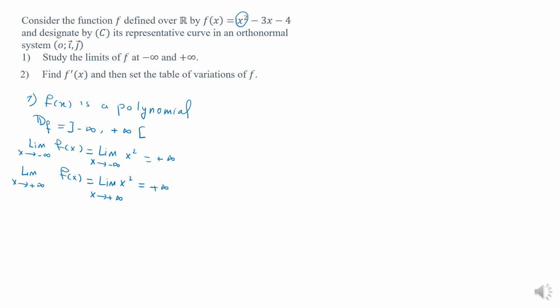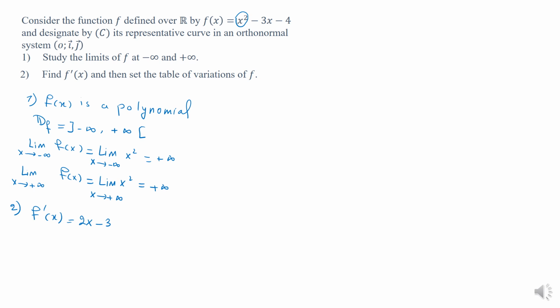Now this is part 1. Part 2, find f prime of x and set the table of variation of f. F prime of x is equal to the derivative of x squared minus the derivative of 3x minus the derivative of 4. So the derivative of x squared is 2x, the derivative of minus 3x is minus 3, and the derivative of negative 4 is 0.